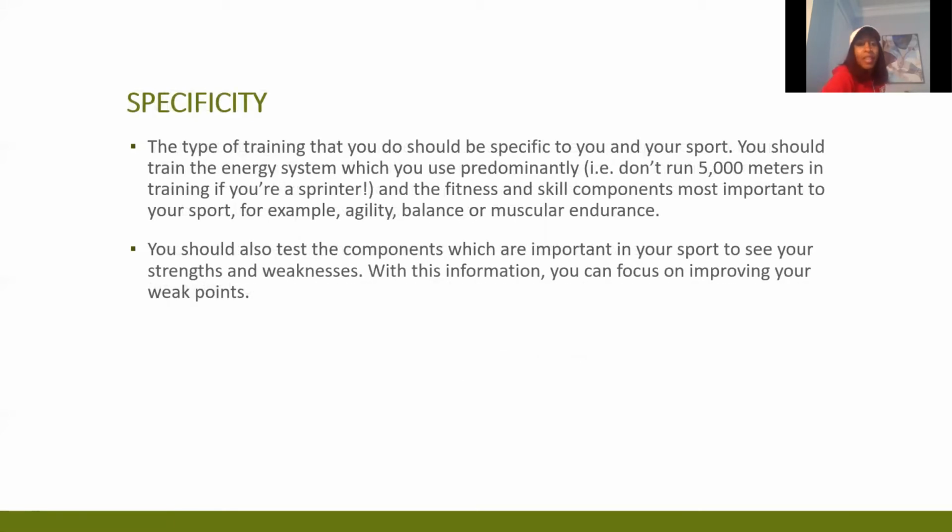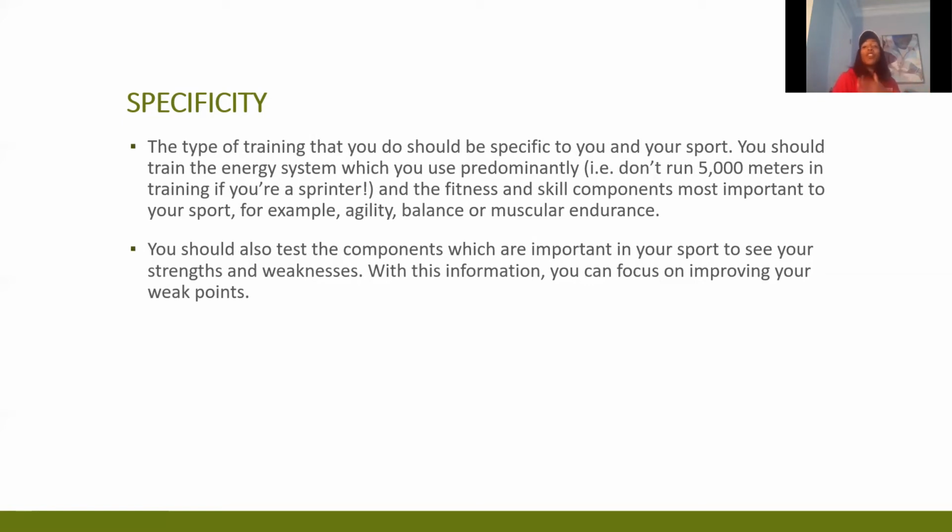Specificity. The type of training that you do should be specific to you and your sport. So if you think about what we just did with I Got Skills, where we chose the skill we wanted to learn and then we built our workout around our skill, that was specific to that skill we wanted to learn. You should train the energy system which you use predominantly, i.e. don't run 5,000 meters if you're training to be a sprinter. Get out them blocks. Distance running is not going to help you with the sprint.